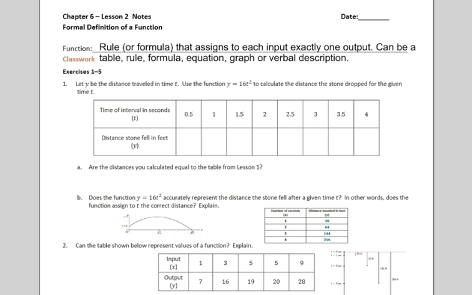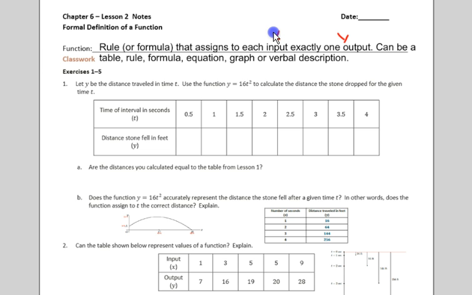For example, a rule or formula that assigns to each input exactly one output. So equations are functions. If I input x, x is the input, I will get out y. So it's a function, it's a machine. Functions can be a table, a rule, a formula, an equation, a graph, a verbal description. There's all kinds of ways that functions can look.